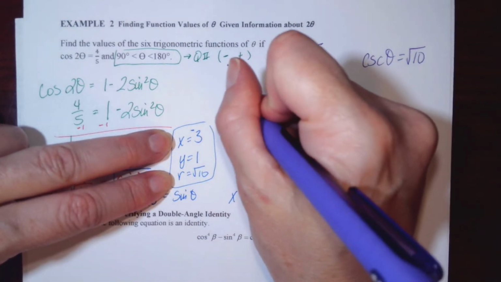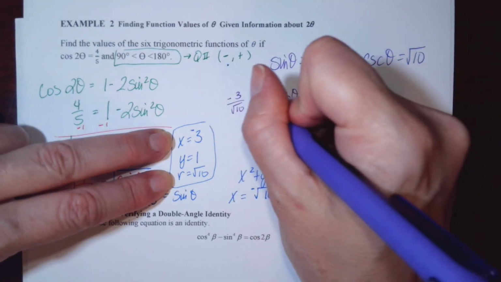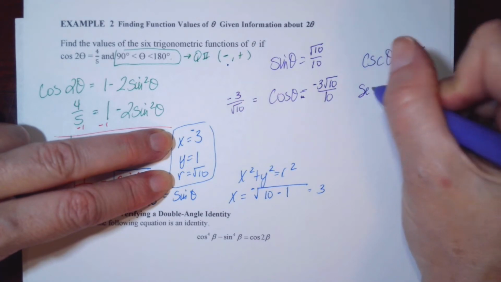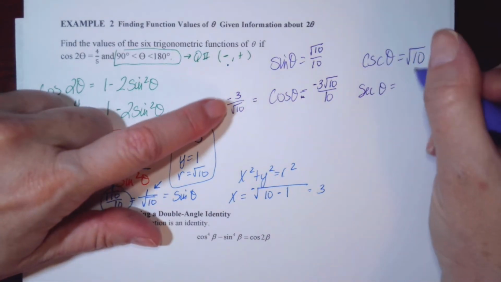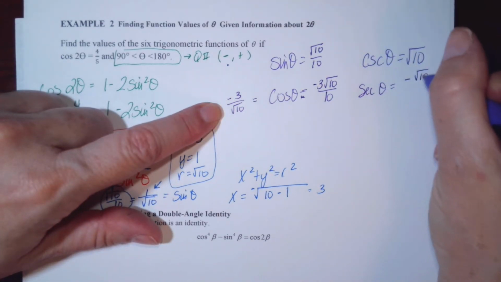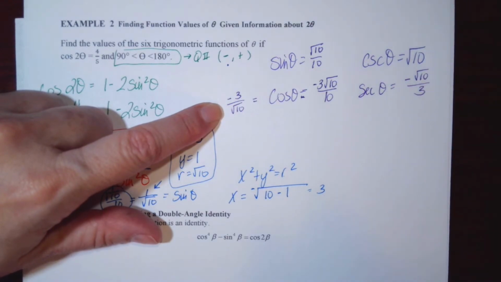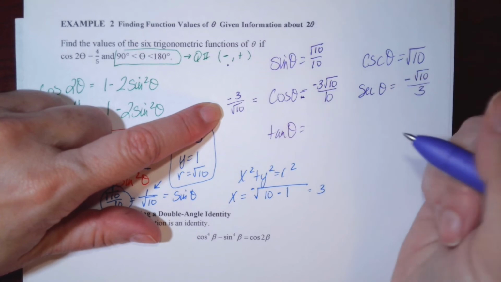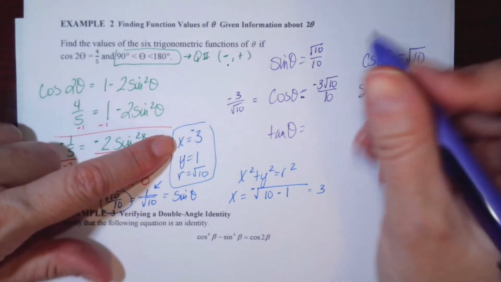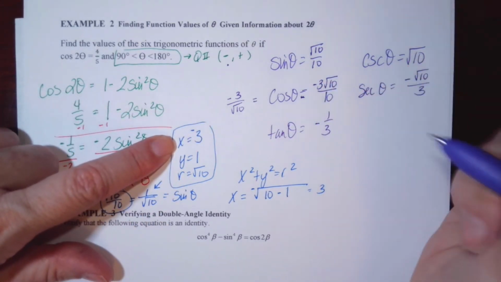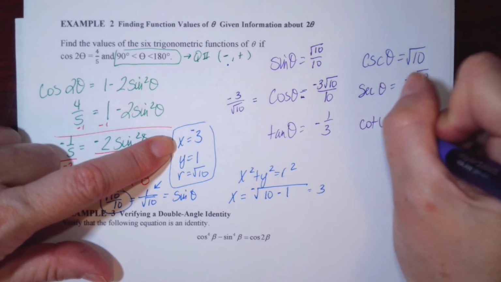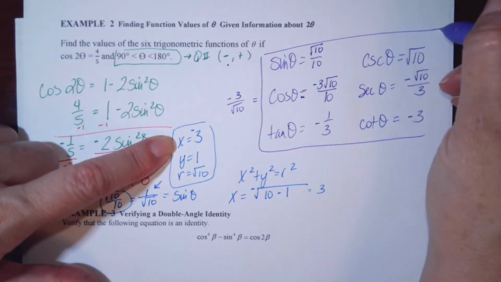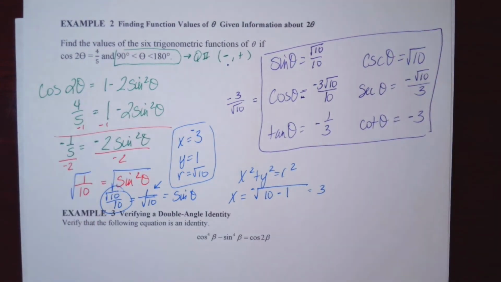But it started as negative 3 over square root 10, right? So when I flip that, take the reciprocal to get my secant function value, I have a negative square root 10 over 3 for secant. Tangent theta is y over x, so that is a negative 1/3, which means cotangent theta is a negative 3. And there's my 6 trig function values.